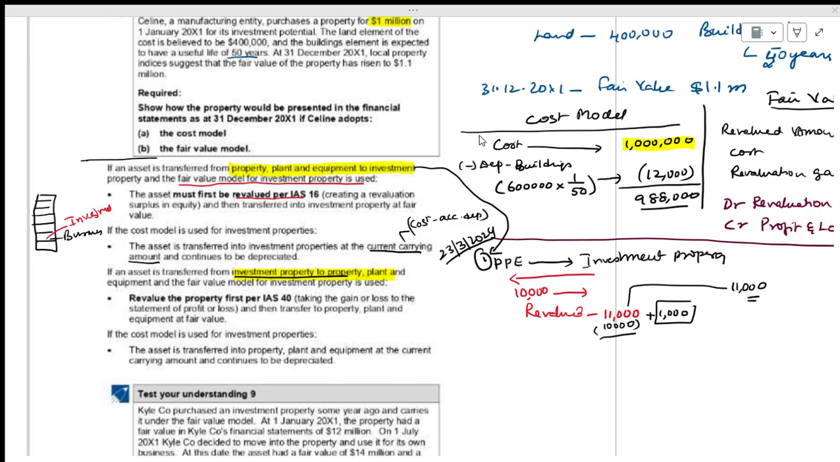Fine. Now, what happens? See, in simple words, there are two things. First, you are converting from property, plant and equipment to investment property. Second option, you are converting investment property to property, plant and equipment.